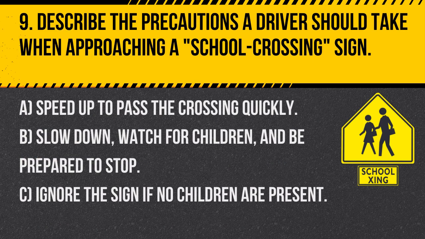Question 9. Describe the precautions a driver should take when approaching a school crossing sign. A. Speed up to pass the crossing quickly. B. Slow down, watch for children, and be prepared to stop. C. Ignore the sign if no children are present.